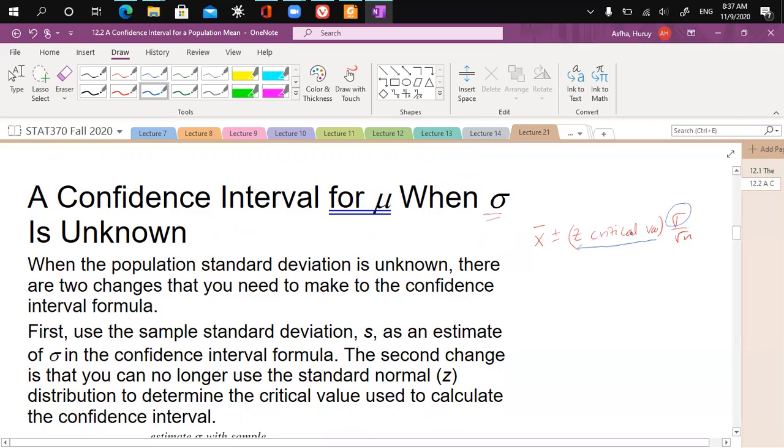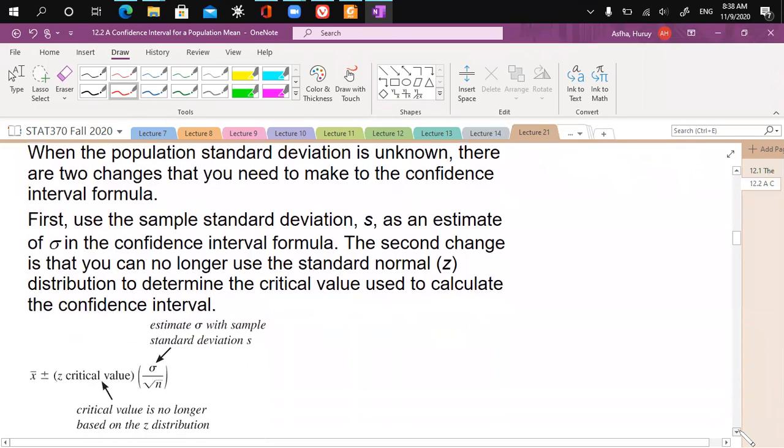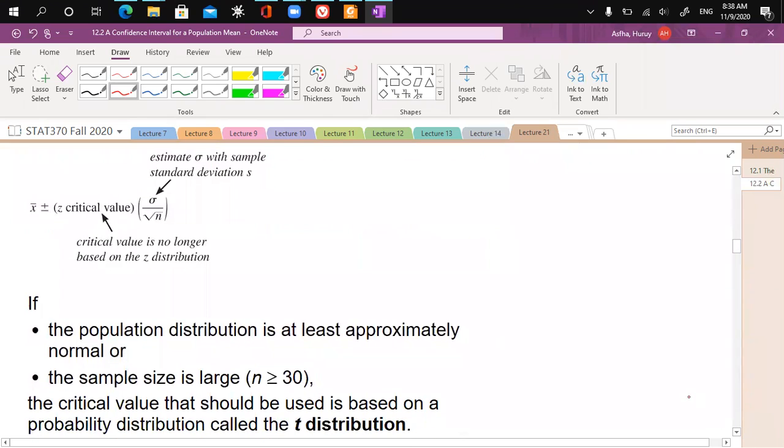Will the distribution of x bar still be normal? Because this is always with normal distribution. So will the distribution be normal if sigma is unknown? Well, here the critical value is no longer based on the z distribution. Well, not z distribution, but normal distribution. So we cannot use the z critical value anymore if sigma is unknown. What do we use then?